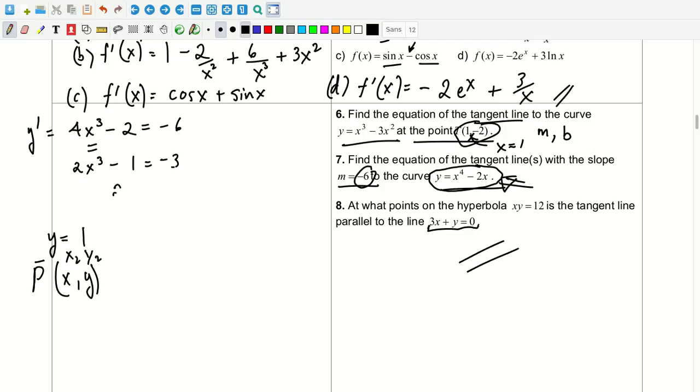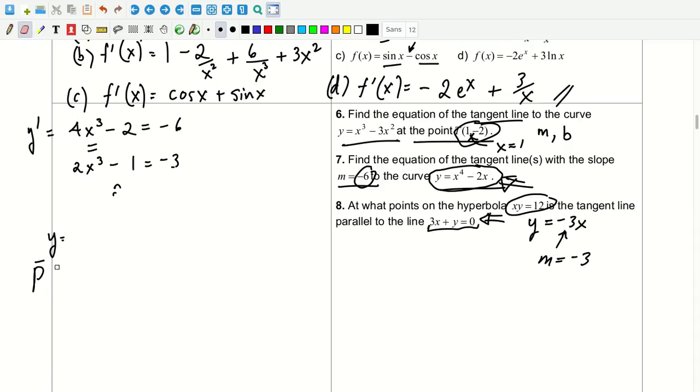Now, when you have two parallel lines, they have to be the same slope. So this guy is a line. It'll have the equation y equals negative 3x, so the slope here is negative 3. That means if I take a derivative of my hyperbola equation and equate it to negative 3, I can find the x and y values that satisfy that equation.